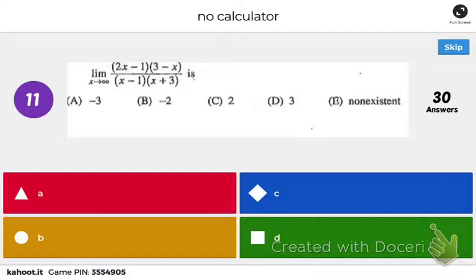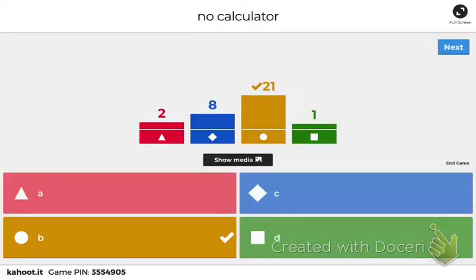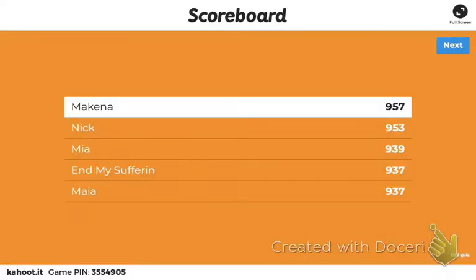Yeah, I'm sure there's some places. Time to guess. All right. I can't leave. There's a Maya and a Mia. All right, here we go.